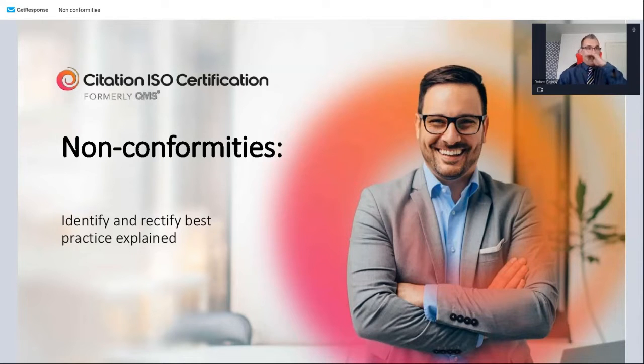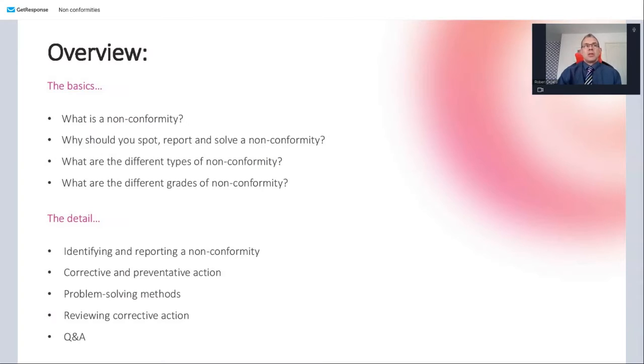Right. So nonconformities, identify and rectify best practice explained. So today, what we're going to be covering is nonconformances. We're going to be covering what a nonconformance is, why you should spot them, the advantages of spotting them, the different types of nonconformity that may exist that you may be raising. We will also touch on the different grades of nonconformity.